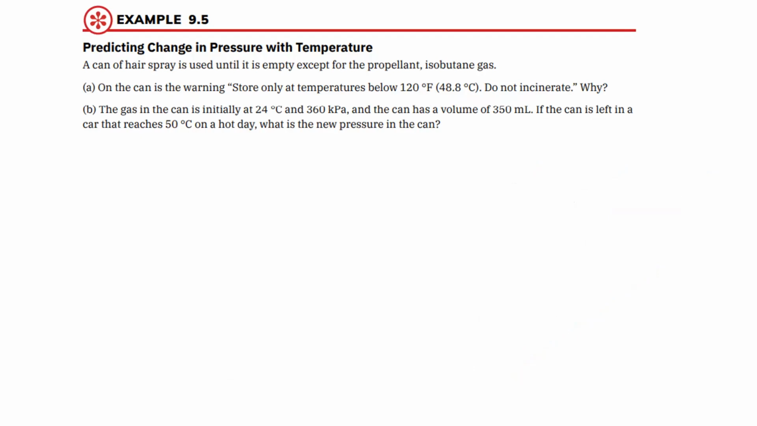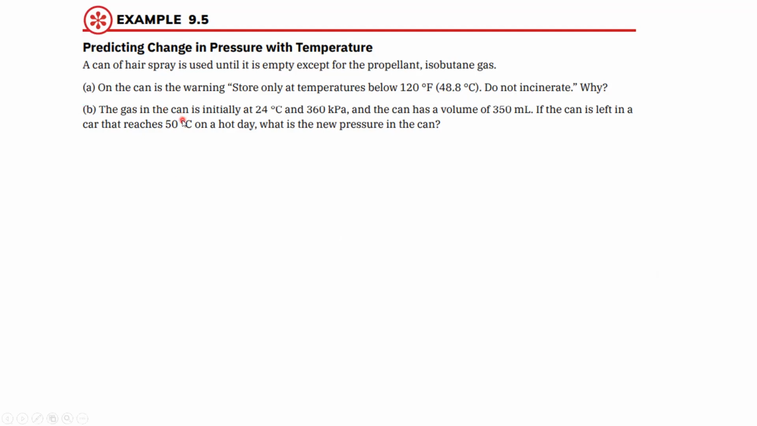And with the first question here, I already answered that on the previous one. On the can is the warning, store only at temperatures below 120 degrees Fahrenheit or 48.8 degrees Celsius. Do not incinerate. And again, the reason for it is because if we heat it up too much, it's going to become extremely pressurized, and could potentially explode. And then the do not incinerate piece is going to be because that isobutane is going to be flammable. So it's going to be a combustible, flammable substance, so we just don't want to burn that as well.